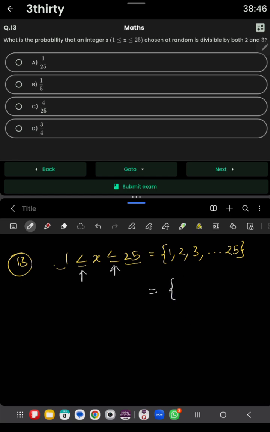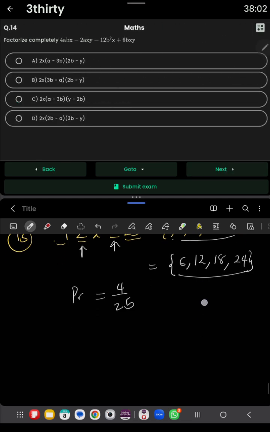So this is a case of a non-mutually exclusive event. So 2 and 3, 2 is not part, so that will be 6, then 12, then 18, then 24. So these are the numbers that are divisible by 2 and 3. 2 and 3 can go into 6, can go into 12, can go into 18, can go into 24. So how many numbers are these? 4 numbers. How many numbers in all? 25 numbers. So the probability is 4 over 25. That's option C.